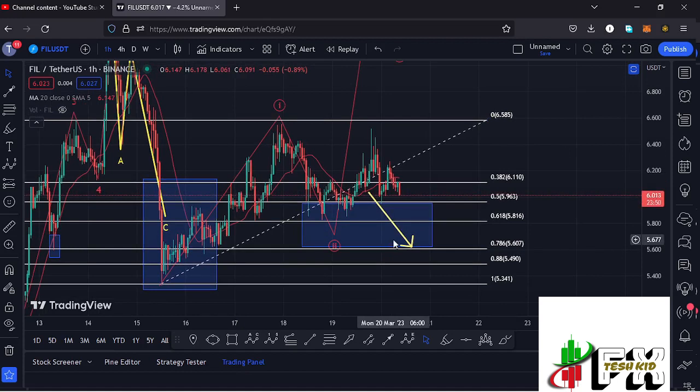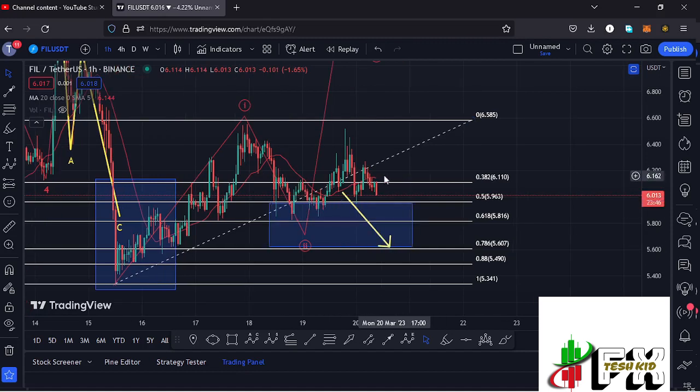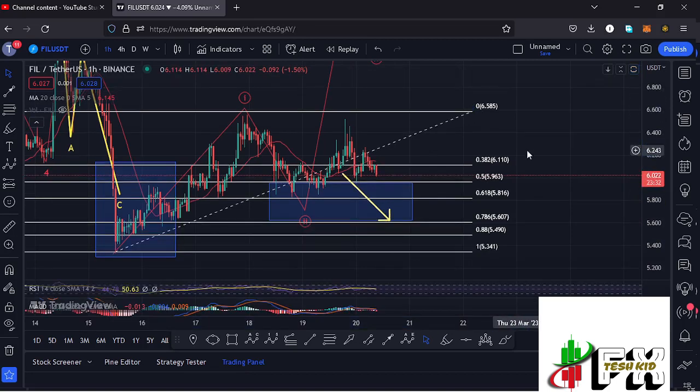And at the time of this recording, you can see that the move is happening so impulsively, and there are high chances that we are going to get to the $5.963 mark very soon, and also continue seeing the breakdown to the lower side. So that is what I'm expecting on the short-term scenarios.